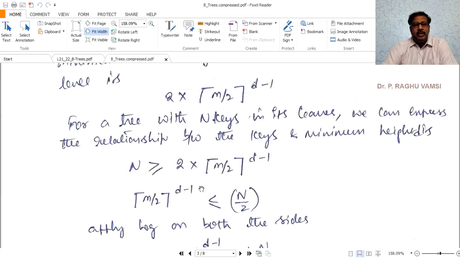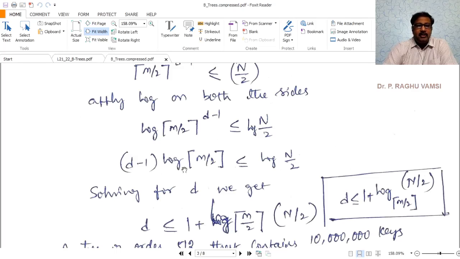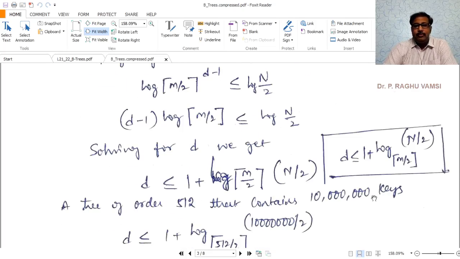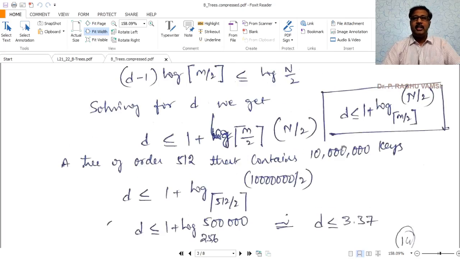So m by 2 to the power d minus 1 is less than or equal to n by 2. Apply log on both sides. Log (m/2)^(d-1) is less than or equal to log n by 2. (d minus 1) log m by 2 is less than log n by 2. Finally, if you solve this equation, we will get the D is less than or equal to 1 plus log n by 2, the number of elements by 2, to the base m by 2. This is the worst case depth that you will get in the B tree of order m.